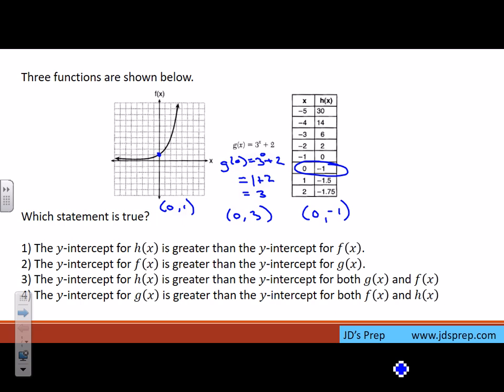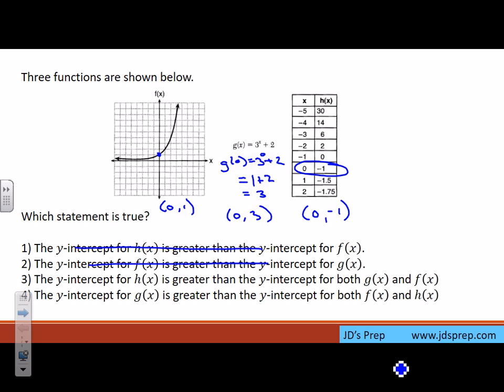The first one's telling us again that the y-intercept for h of x is greater than the y-intercept for f of x. If that were true, that would mean that the negative 1 for h of x is greater than the positive 1 for f of x, which is not true. The second statement says that the y-intercept for f of x is greater than the y-intercept for g of x, which is suggesting that the 1 from f of x is greater than the 3 for g of x, which is also not true.